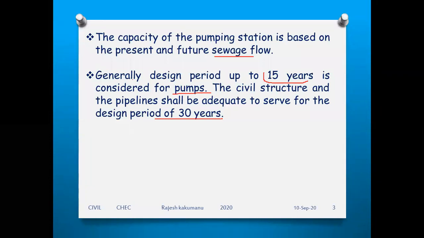The civil structure you see on the road, the pipelines laid under the ground, what should their validity be? It should be 30 years. And the design of the pumping system, the maintenance, everything, all the things should be around 15 years. That's the limit for the pumps.